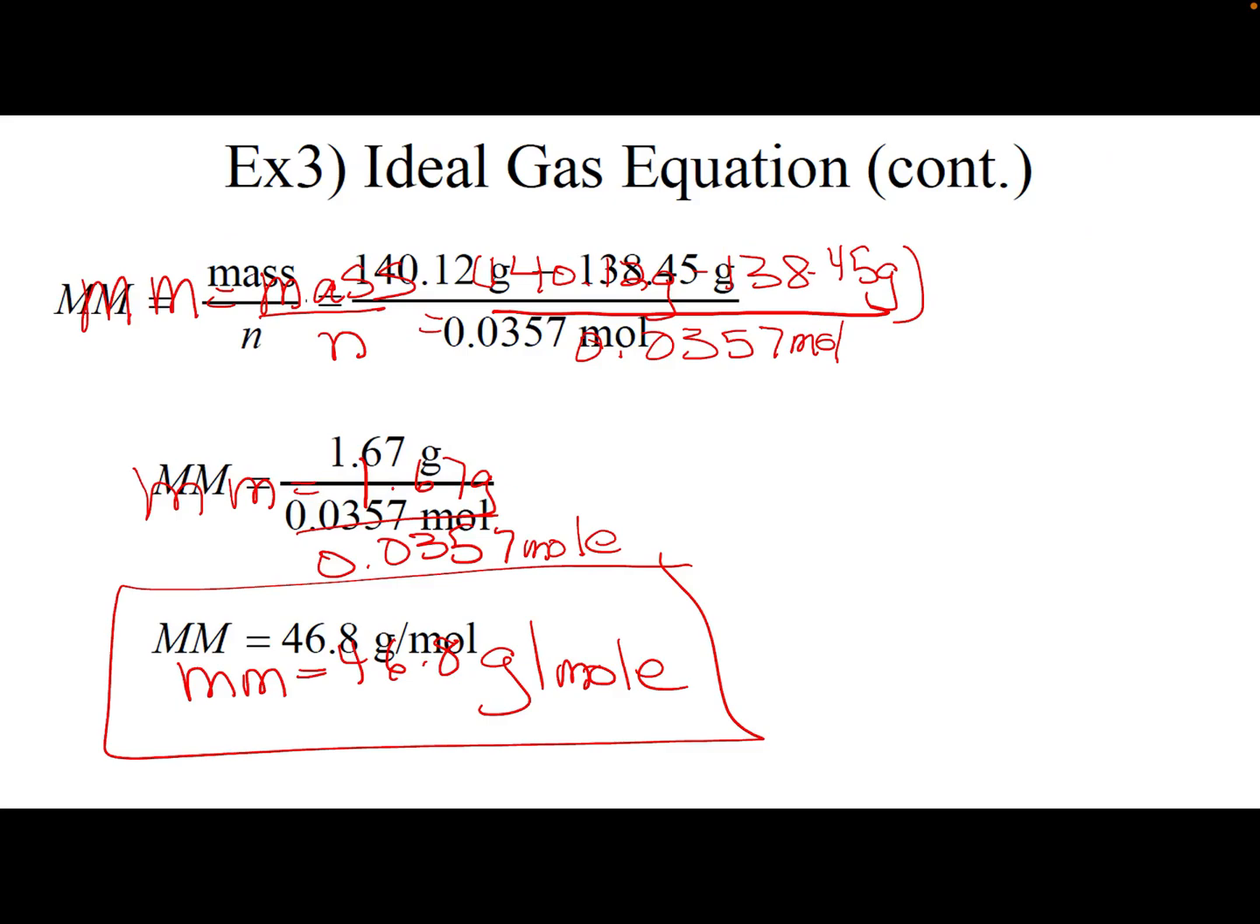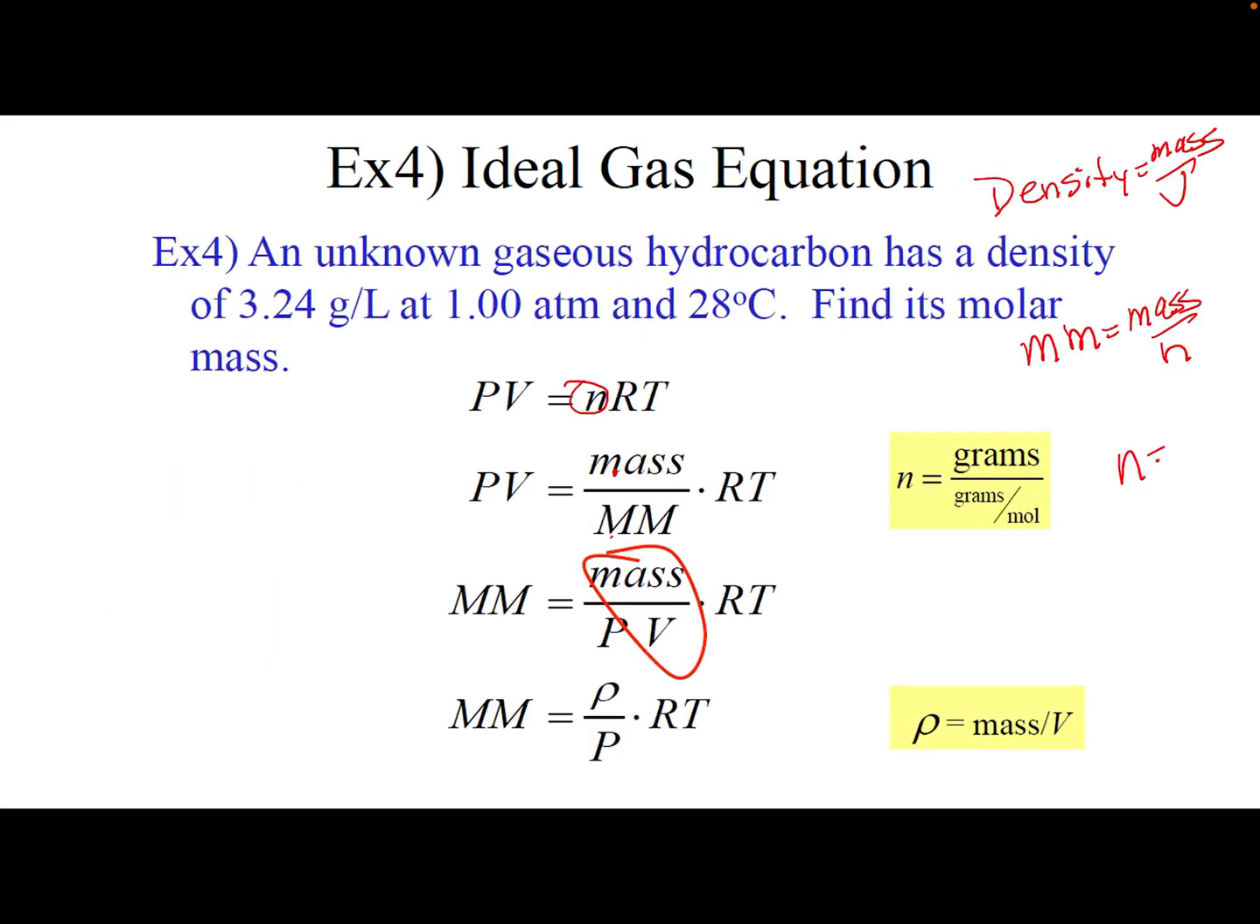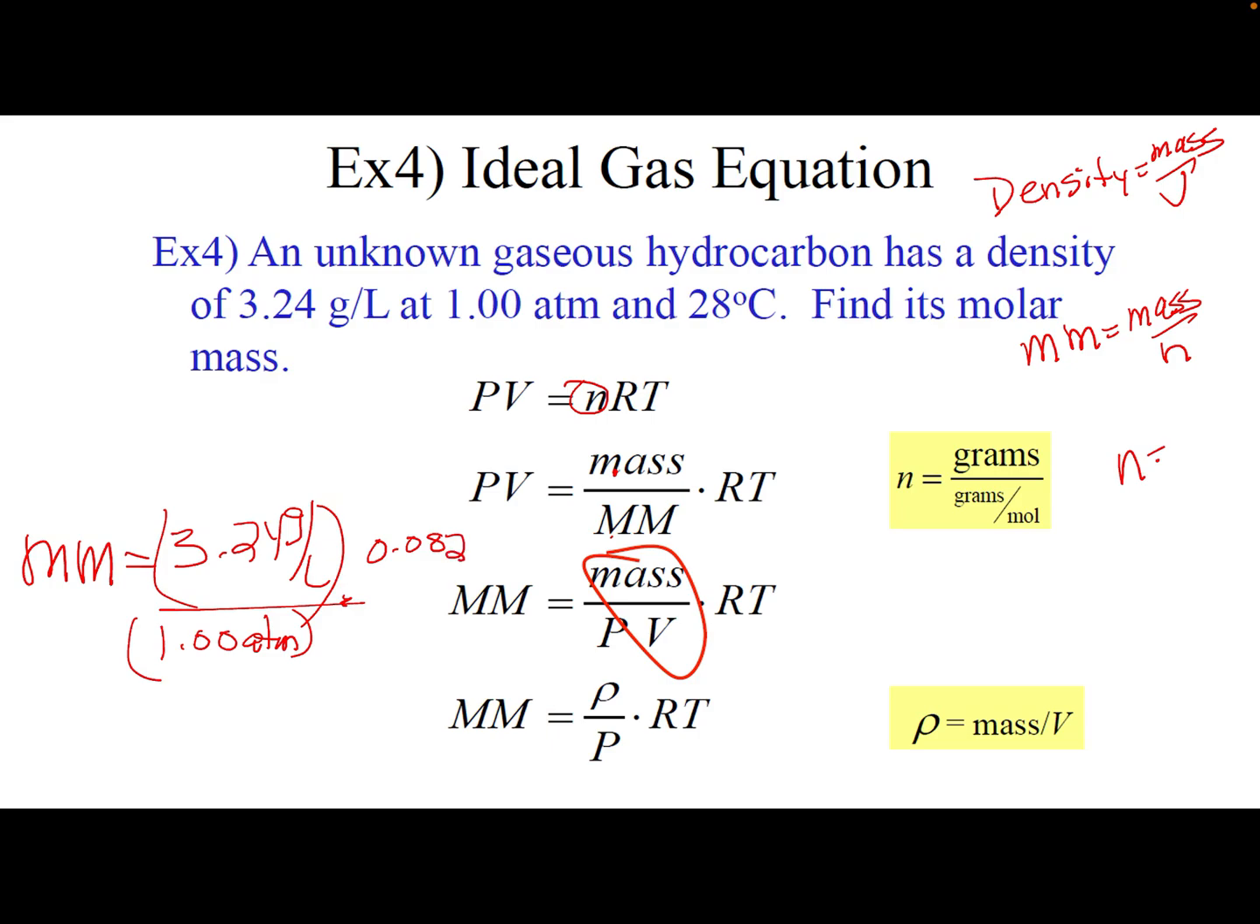Oops. Okay, sorry, I wrote over that. We can do the unknown gases. So the molar mass of our hydrocarbon is equal to its density of 3.24 grams per liter, divided by the pressure. Our pressure is 1. I like 1 atmosphere because that's easy to divide by. And then we're going to multiply that by RT. R is 0.08206 liter atmosphere per mole Kelvin. And then our temperature of 28 plus 273 is 301 Kelvin. Sorry, I'm running out of room.